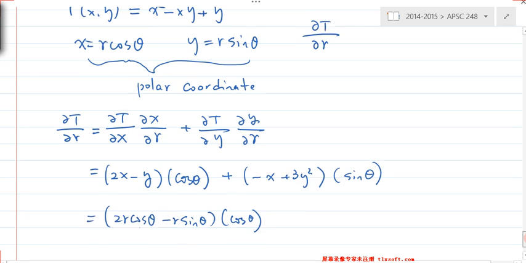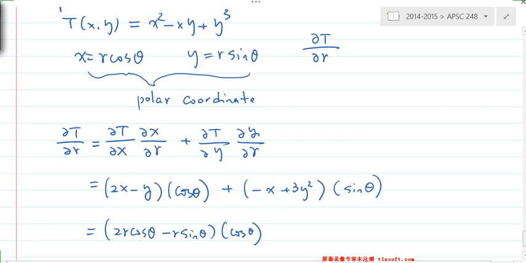Aren't you taking the derivative of r cos theta, so it should be negative sine? Like when you take the partial x over partial r? Yeah, you're taking partial x over partial r. It's not partial x over partial theta. So what do you treat this one here as? Constant, right? Yes. That's where this cosine theta is from, okay?